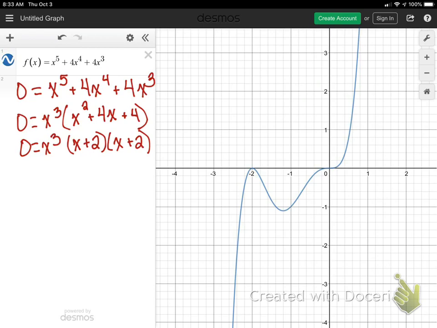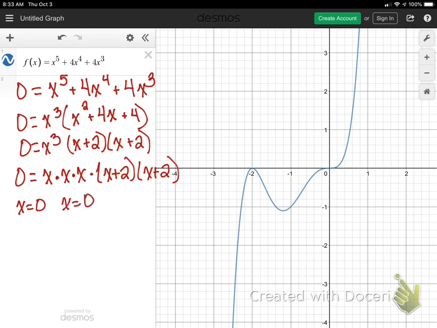Okay. Now, x to the 3rd means x times x times x. Is that what x to the 3rd means? Yes. Then I am multiplying that times x plus 2 times x plus 2. Okay? So I could set x equal to 0. I could set another x equal to 0. And I could set another x equal to 0. Then I could set x plus 2 equal to 0 and x plus 2 equal to 0.